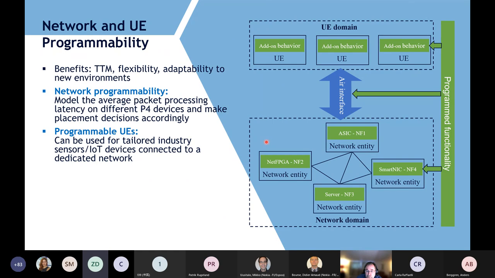For the network side, the programmability is slightly different. It's still about flexibility and trying to improve the network as much as possible. But the problem here is that we have a lot of network entities, a lot of different types of hardware and nodes, and not all nodes are perhaps suitable to have the same programmable functionality. So this is more about the placement decision and improving performance and latency. We have, for example, packet processing latency, so that's also something we look into. We will look into how to do this in a standard way for the UE programmability, and also how to do the placement decision, and try to make some estimate of this in the future.